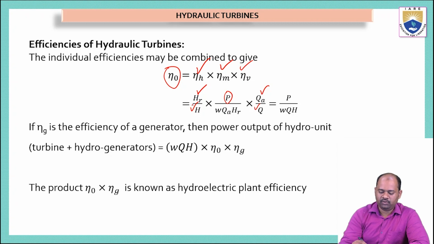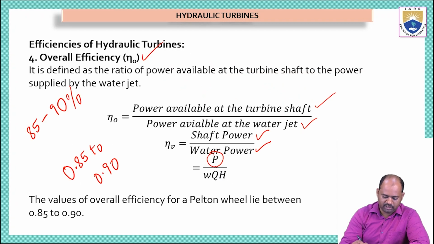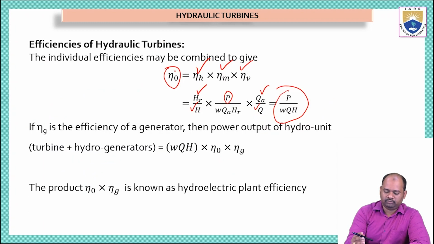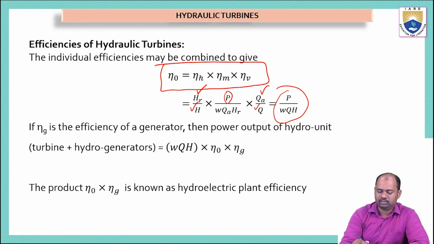So finally, multiplying all these values, we will get P over WQH, which is the same formula as the overall efficiency. So this is the relation. If you want to relate all these things, or if you want to calculate the other values, if we know some of these efficiencies, then we can use this formula. Overall efficiency is equal to hydraulic efficiency multiplied by mechanical multiplied by volumetric efficiency.